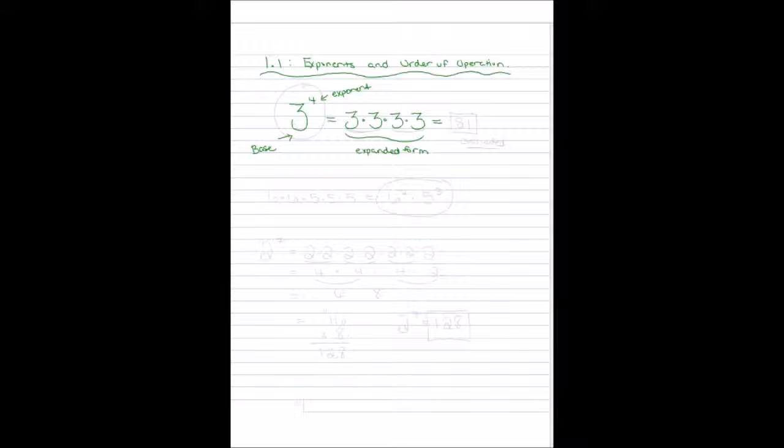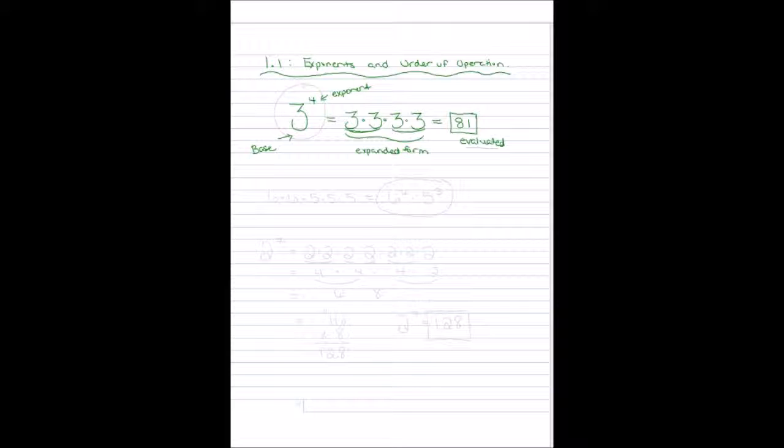To evaluate this, I would multiply all these numbers together. So 3 times 3 is 9, and 3 times 3 is 9. So 9 times 9, you get 81 when you multiply all the numbers together. And notice how I did the shortcut there. I did 3 times 3, which gives me 9, and then I did the other 3 times 3, which gives me 9, and then I multiplied the two numbers together, and that's how I got 81. This is called the evaluated part.